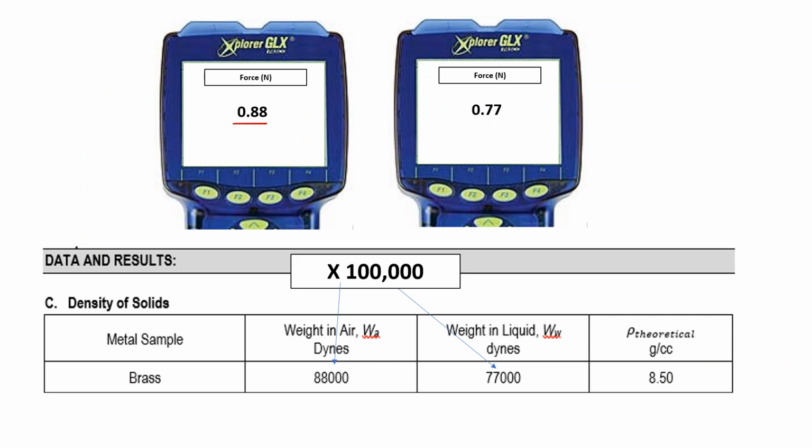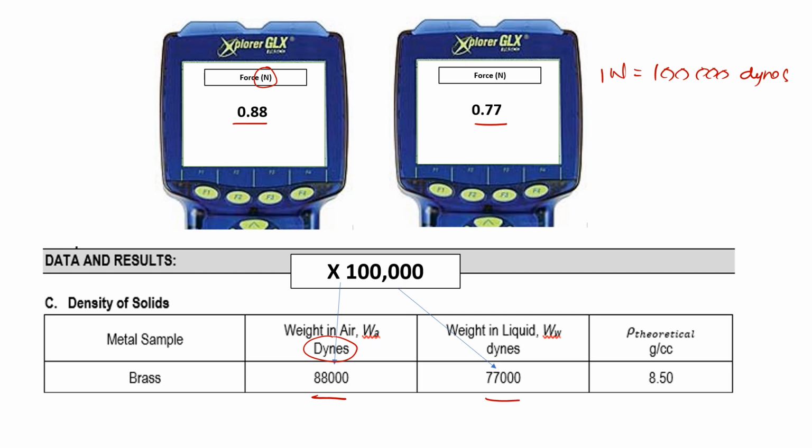The 0.88 and the 0.77 are readings from the Explorer GLX, and they are expressed in newtons. But in the table, the answer should be expressed in dynes. So therefore, we have to convert newtons into dynes. One newton is equivalent to 100,000 dynes. 0.88 multiplied by 100,000 gives 88,000, while 0.77 multiplied by 100,000 is equal to 77,000.